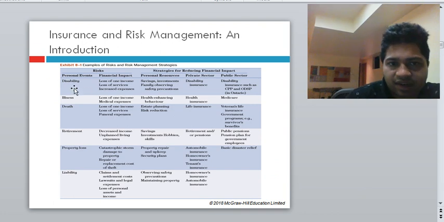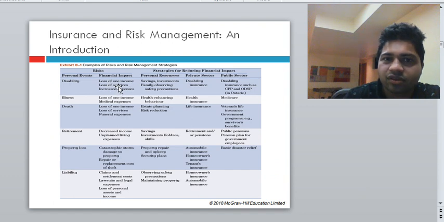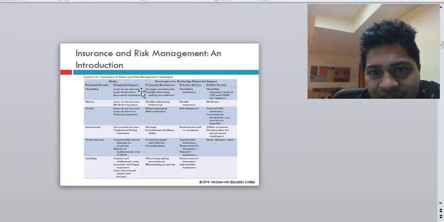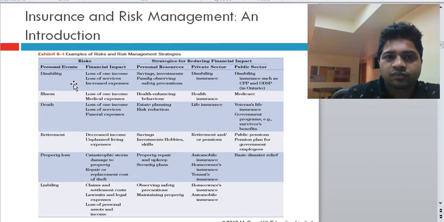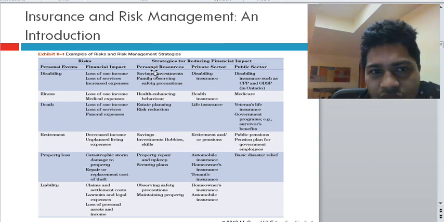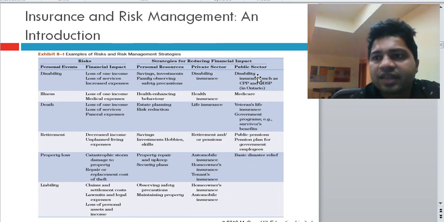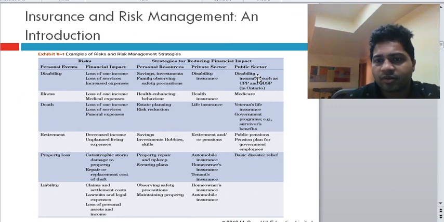So they have given a general strategy. Disability, what does it cause? It causes loss of income, loss of services, or increased expenses. Now strategies can be, if you are looking at it personally, you save for it, you invest, and you follow safety measures. In the private sector you can get disability insurance, and in the public sector, because some part of it is deducted from our salary, we get CPP and ODSP, that is an Ontario based disability insurance, right?